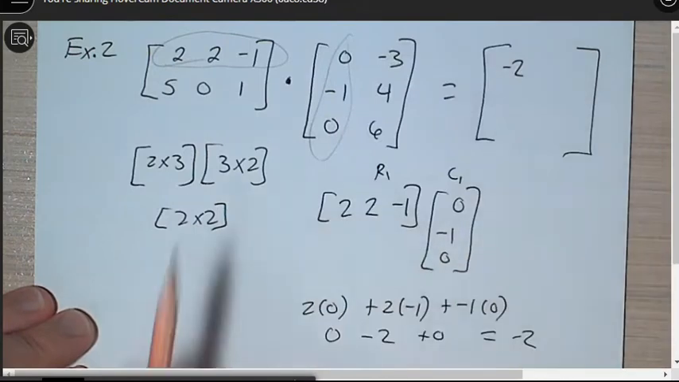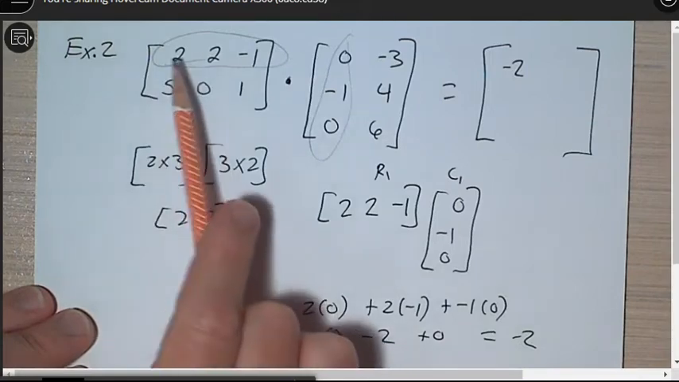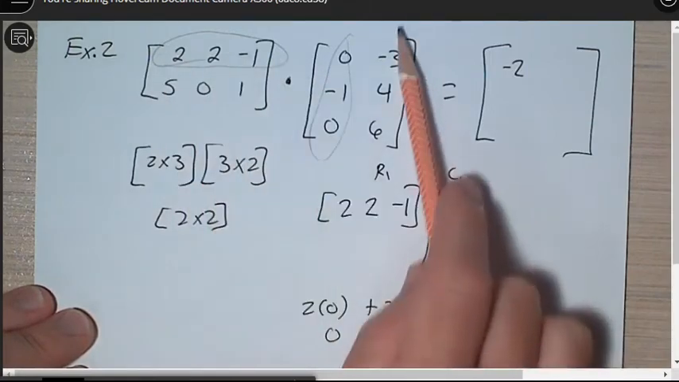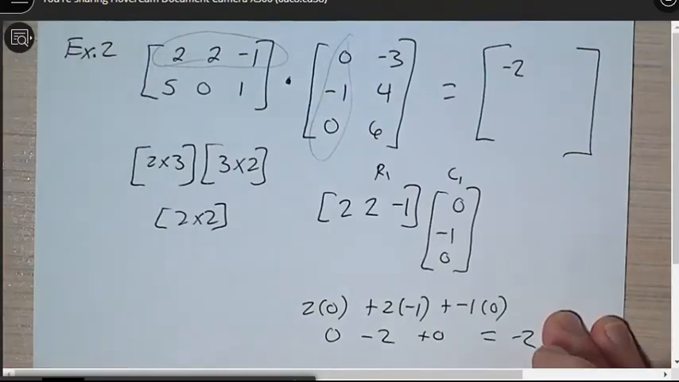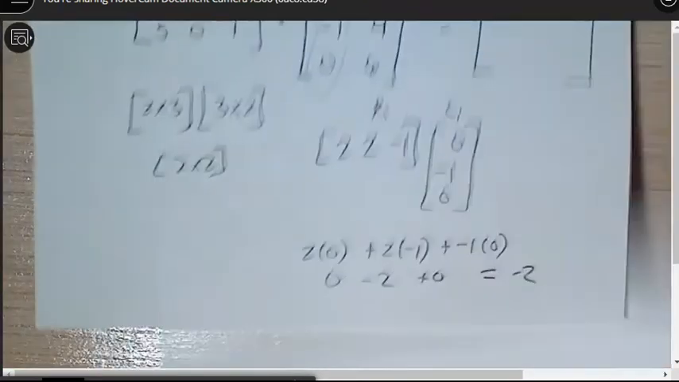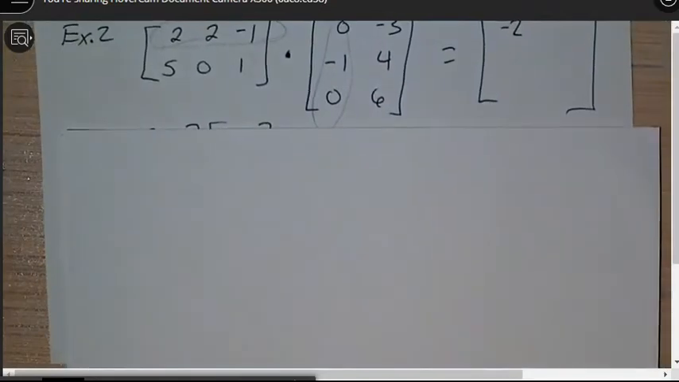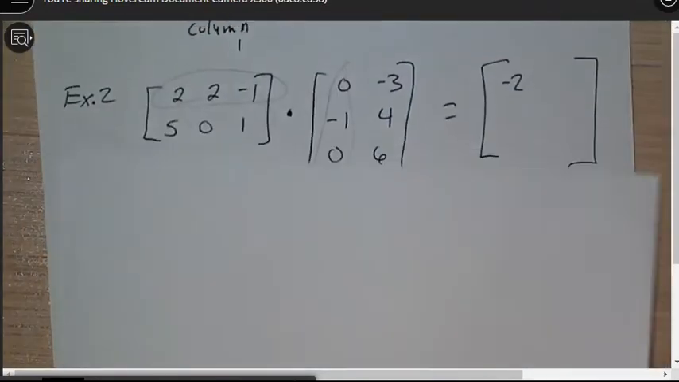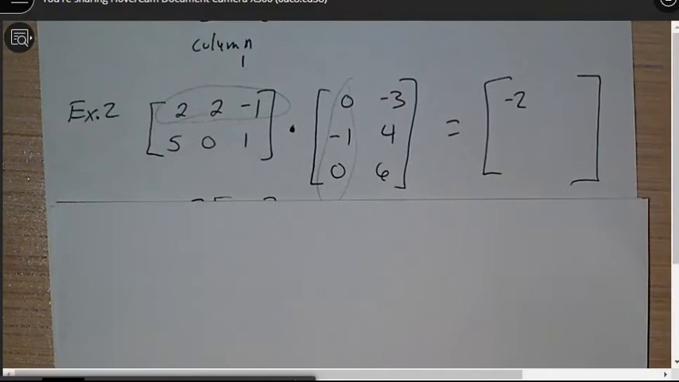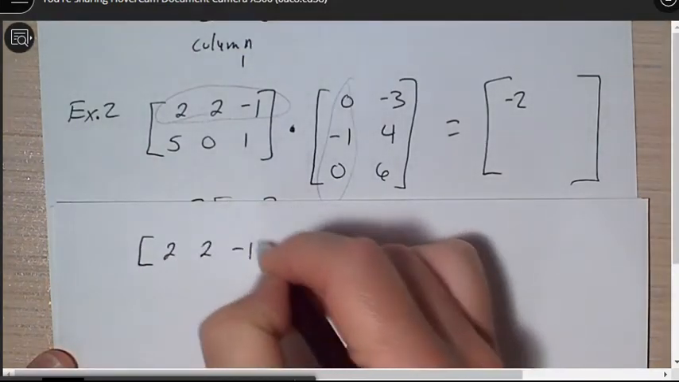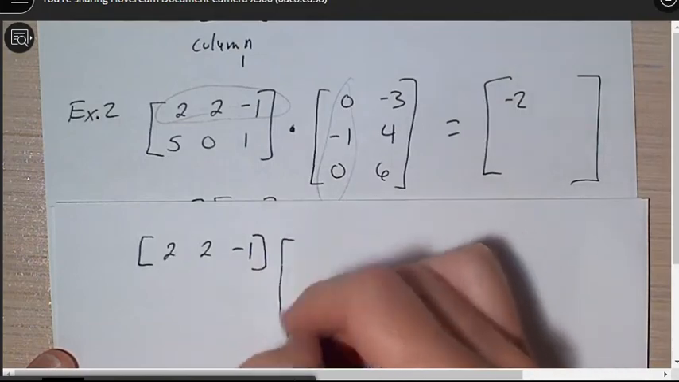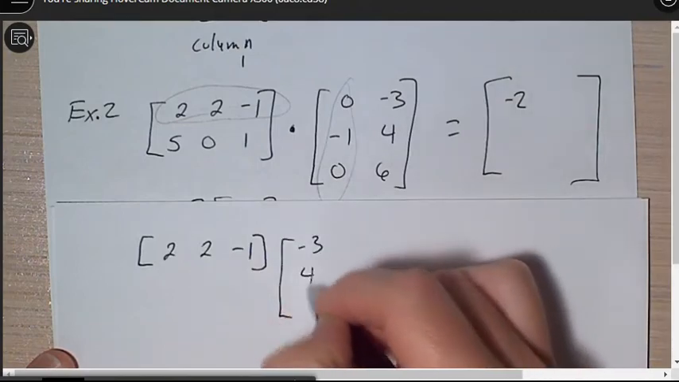So now we're going to take the first row again. Basically, you take the first row that you have and you multiply all the columns that you have. So now we're going to take the first row that we have here and multiply it by the next column that's here. So that's going to be, just slide that down. I'm going to cover this part up so we can see it here. We're going to take 2, 2, -1, multiply it by -3, 4, and 6.